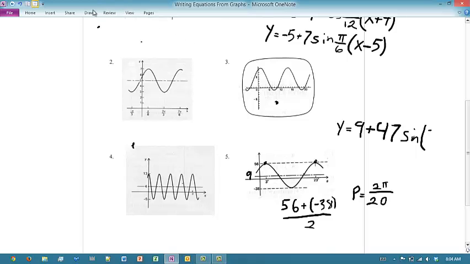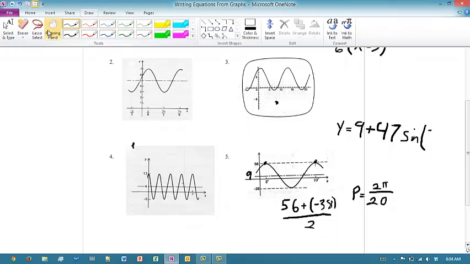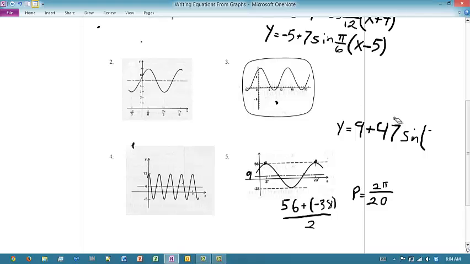And if we remember earlier, it has to go outside of the parentheses. So let me go ahead and erase my mistake, and we'll do that correctly. So that was going to be pi divided by 10, open parentheses, x. Okay, and then we need to do our horizontal shift.